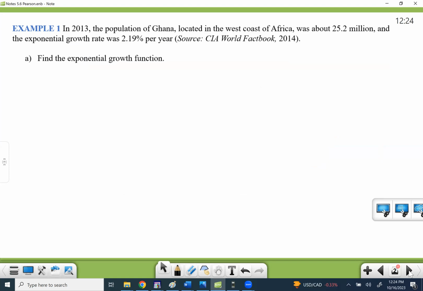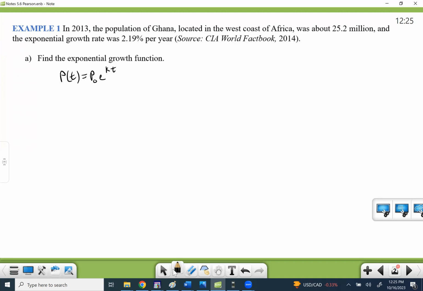In 2013, the population of Ghana, located in the west coast of Africa, was about 25.2 million, and the exponential growth rate was 2.19% per year. Find the exponential growth function. Okay, so I'm just going to write out that equation that we had on the last slide, and we'll go through here and we'll see if there was anything that we can fill in.